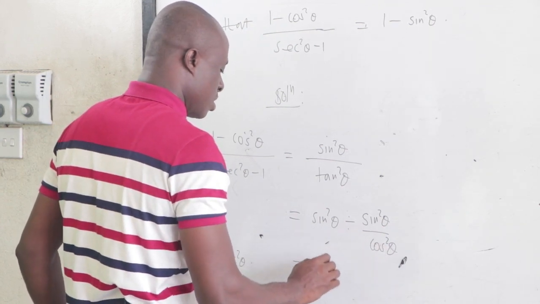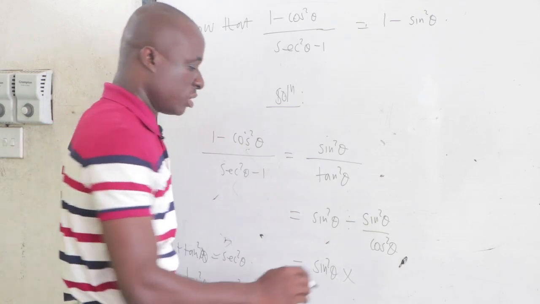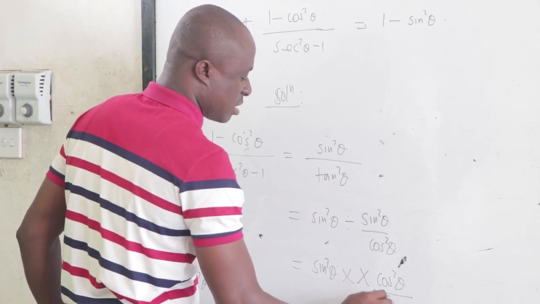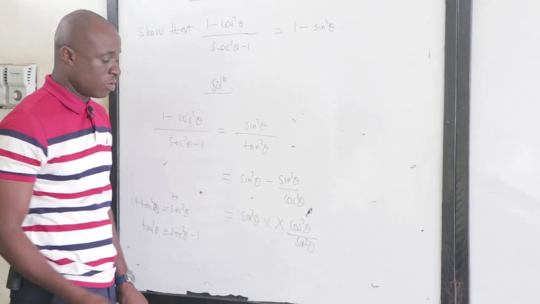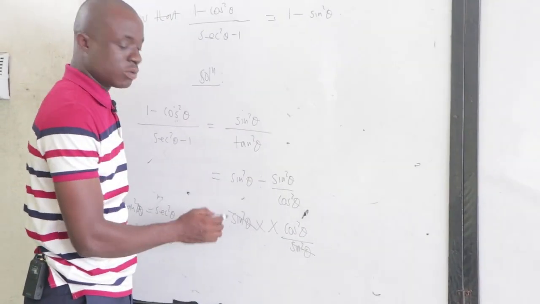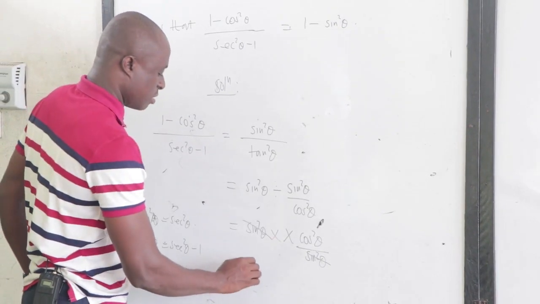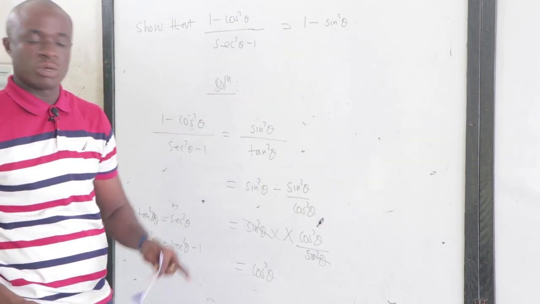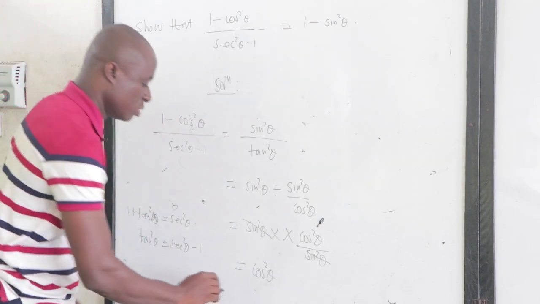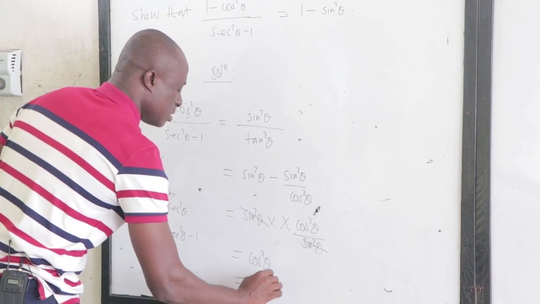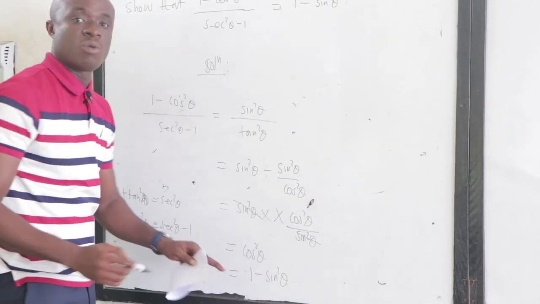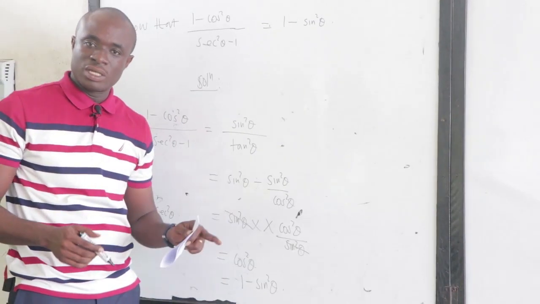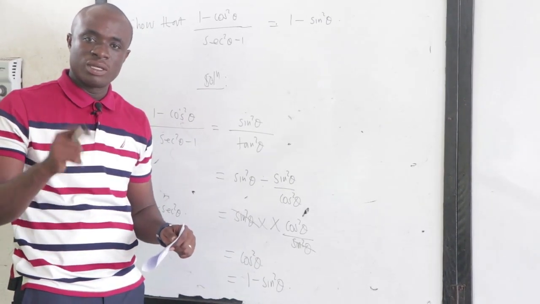So you have sine square theta. Division will change to what? Multiplication. So you have cos square theta all over sine square theta. Okay, what can we see? Sine square theta will cancel sine square theta. What is left? Cos square theta. But then the question says we should show that it is equal to 1 minus sine square theta. And cos square theta is the same as what? 1 minus sine square theta. Why? Sine square theta plus cos square theta is equal to 1. So cos square theta is equal to 1 minus sine square theta.